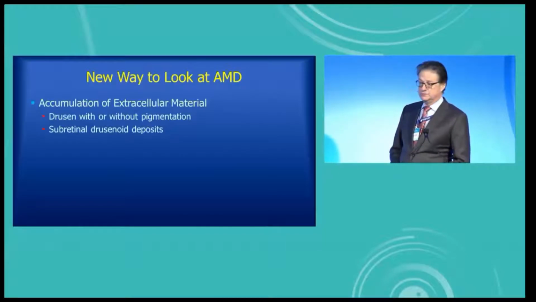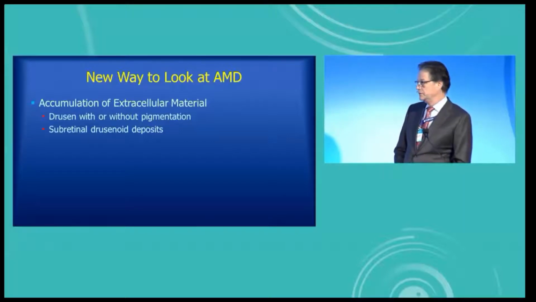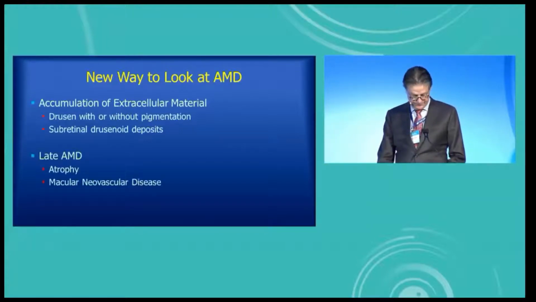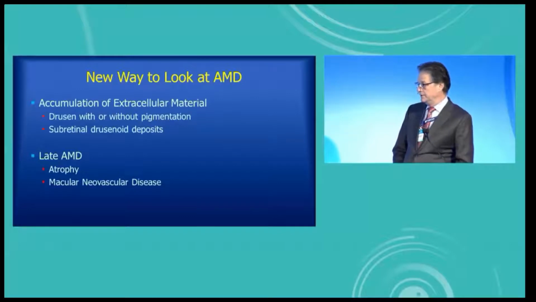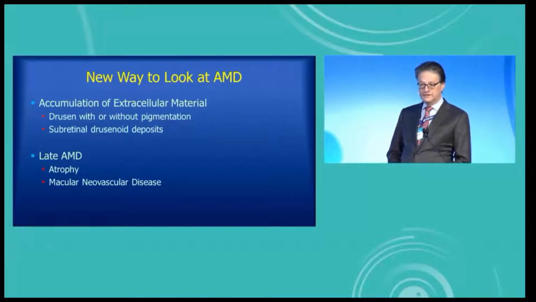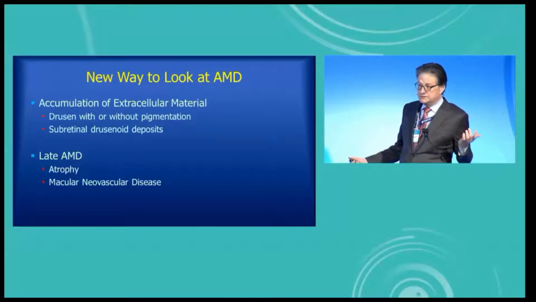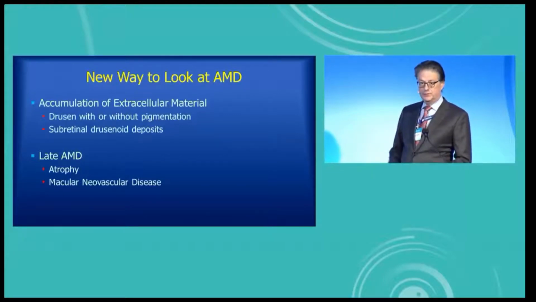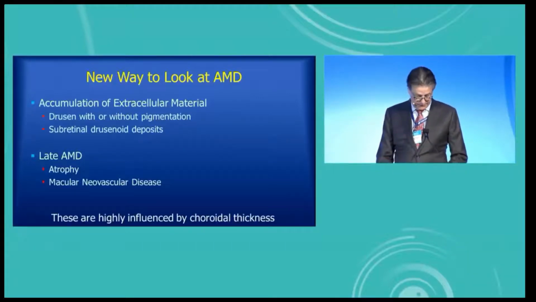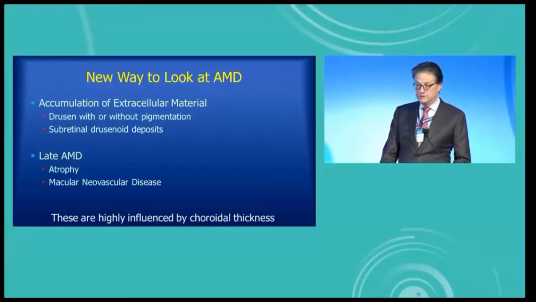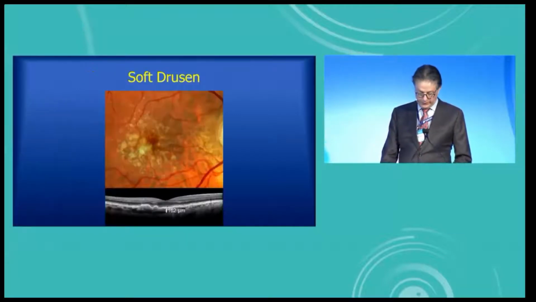And we can either have drusen with or without focal hyperpigmentation, or we can have these subretinal drusenoid deposits, which are the pseudodrusen. Late AMD would be the development of atrophy or macular neovascular disease. I think macular neovascular disease is a better term than choroidal neovascularization because type 3 neovascularization really isn't choroidal to begin with. But it's all in the macula, and that's really the important part, that we have neovascularization in the macula, which is really kind of a bad thing. And what's more, all of this stuff is influenced by how thick the choroid is.